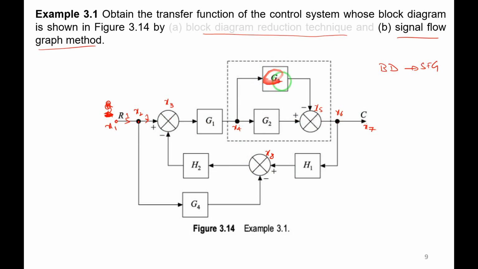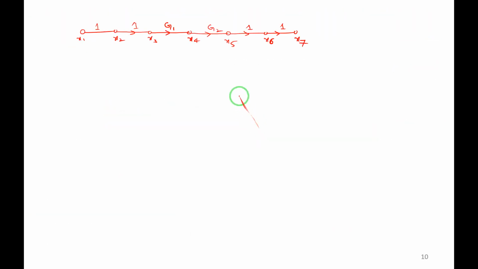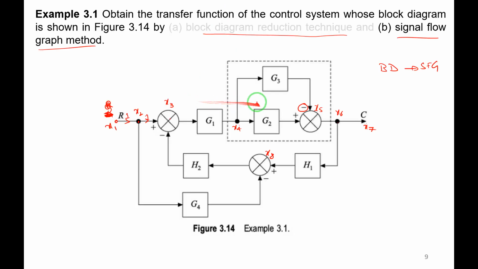So G3, the gain, is not yet taken care. It is coming between X4 to X5. Next, the sign is negative here, so minus G3 I will write. I will write the gain as minus G3 between X4 to X5. So what is the gain? Minus G3. This sign should be taken care. Minus G3 is the gain. This is taken care.